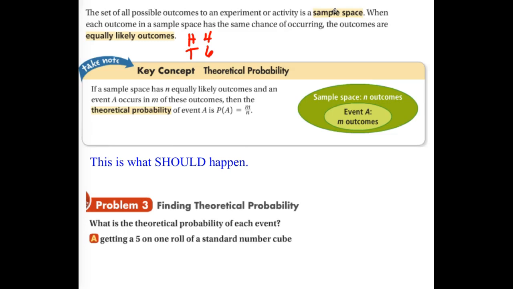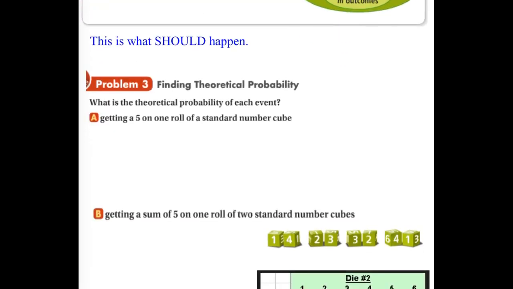All right. So in this example, it says, what is the theoretical probability of getting a 5 on one roll of a standard number cube? So we're rolling a die. We're just rolling it one time. What is the sample space? When you do the sample space, you actually list the outcomes. What are the outcomes that could happen? All right, the numbers 1 through 6.